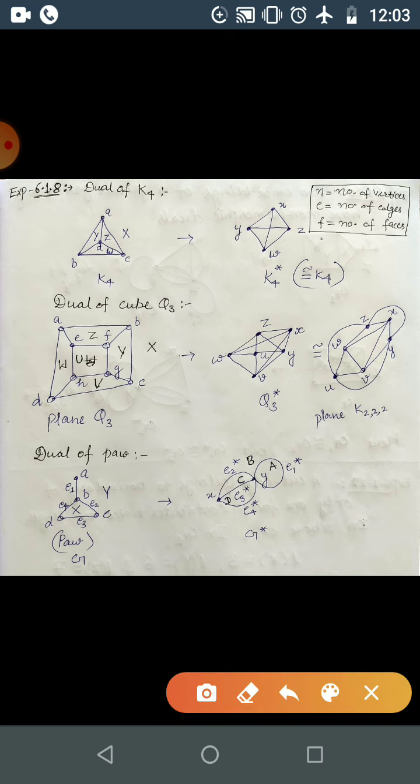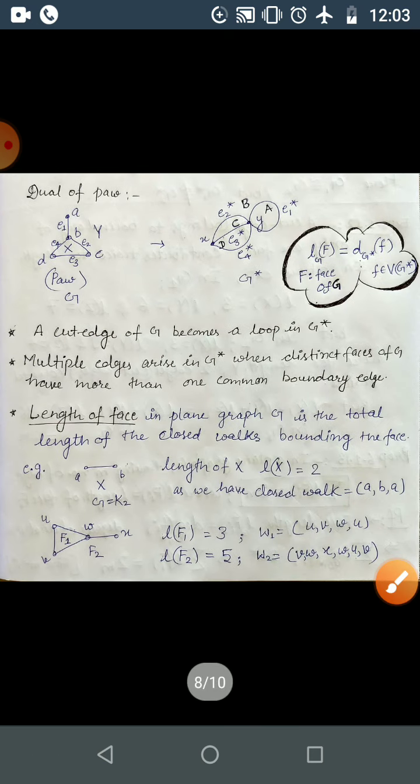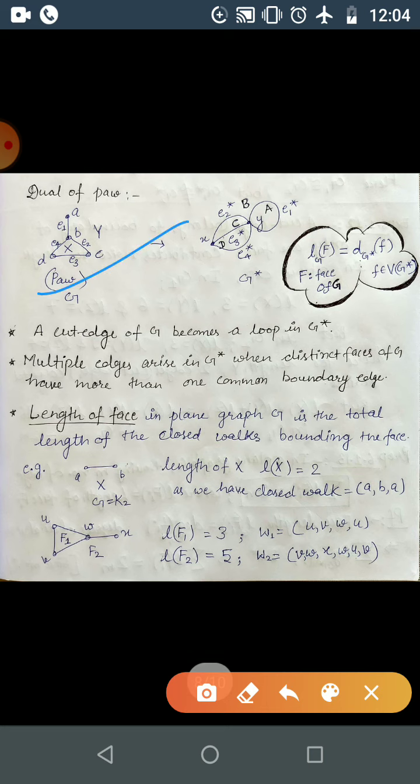Now here if you notice why we are getting this multi-edge and loop. We get the loop because here we have a bridge present. Okay. So if a cut edge is there, then every cut edge will become a loop in G star. Okay. And whenever any two faces meet at more than one edge, then these will become multi-edges. Okay. Like in the case we have just drawn. Okay. I hope you got this one. Now again this has been done. So the dual of pi is this one.